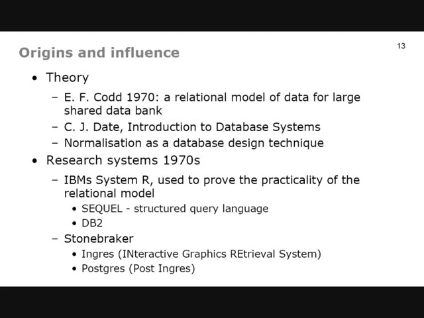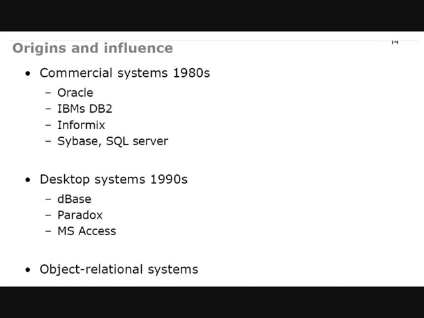That then became mainstream around the 80s, where commercial packages appeared that follow this relational model, like Oracle, IBM DB2, Informix, Sybase, SQL Server. They all began to implement this relational model because this became the model of choice for databases. And in the 90s, they appeared in desktops, things like Paradox, MS Access, etc. So they became even more mainstream.